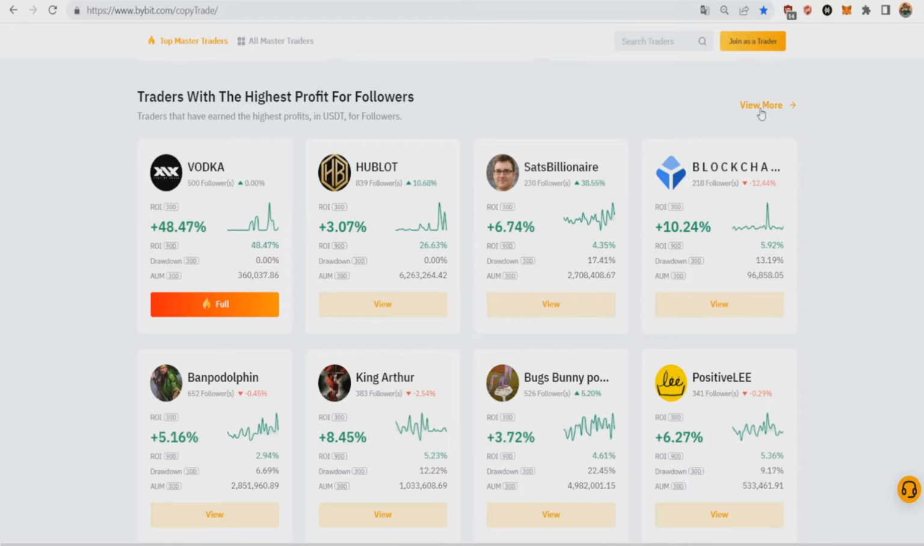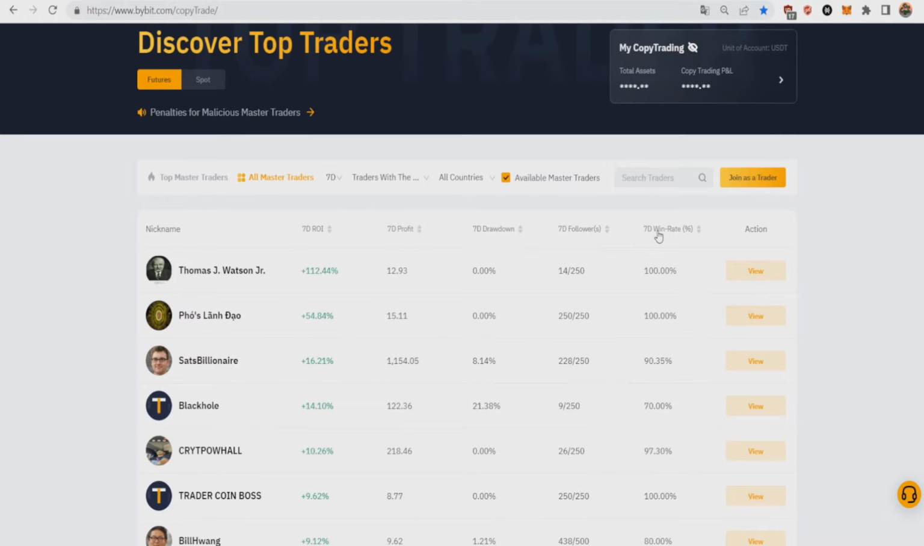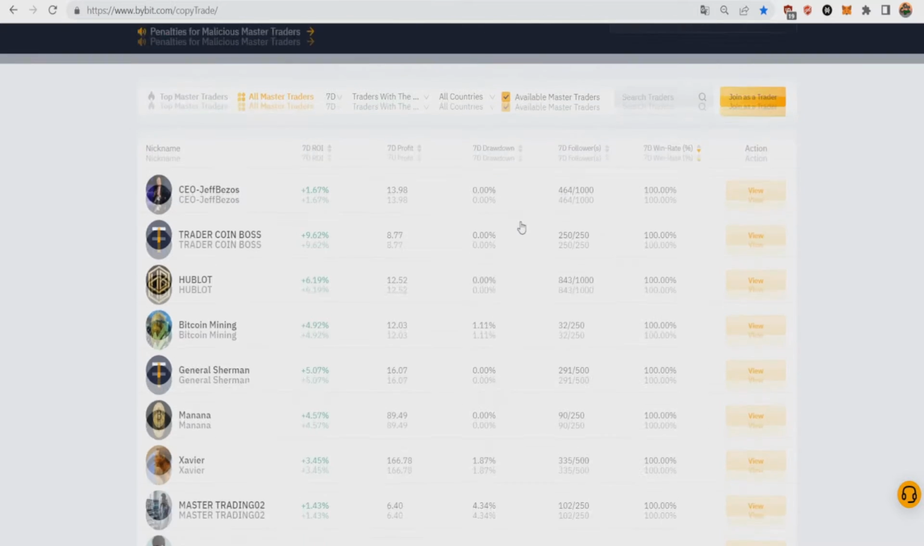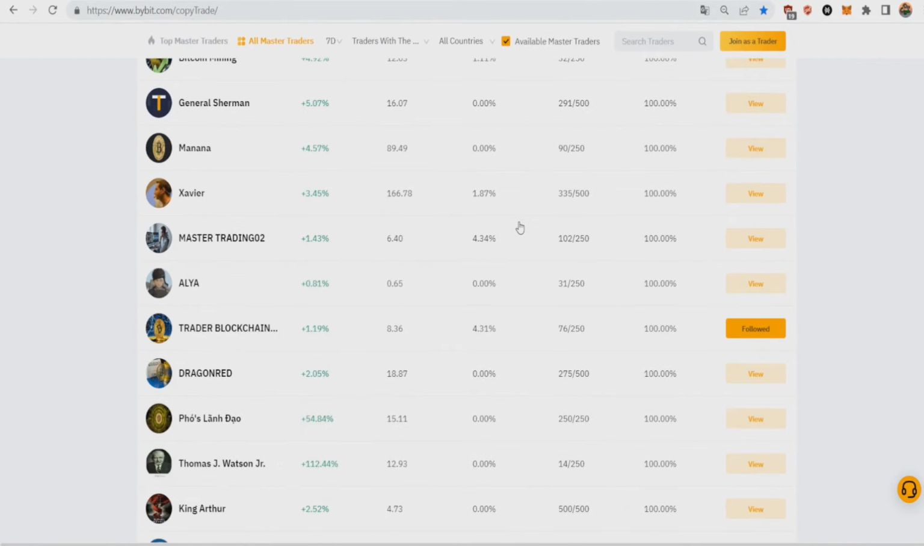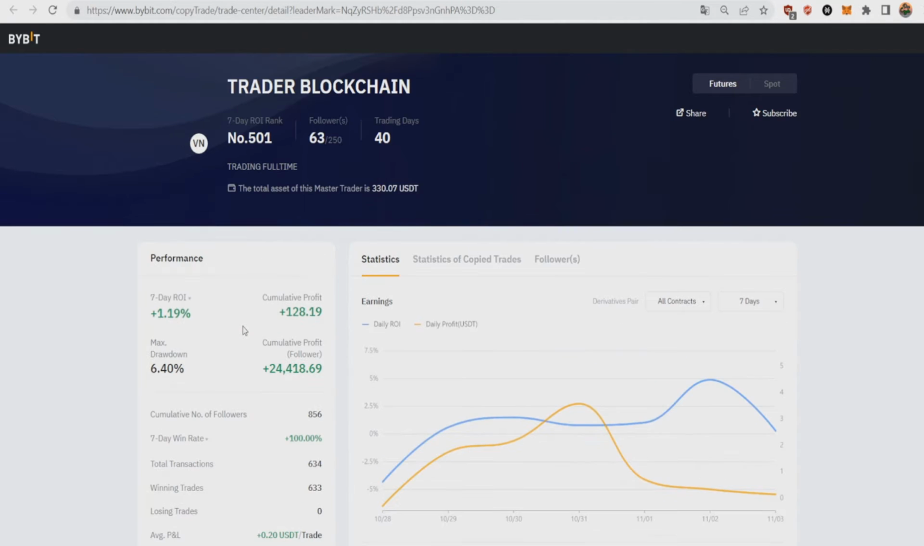And once there, you're gonna click on view more. Then at view more, you want someone with a 100% win rate, and the other statistics are important as well. For easy things, I will just click my trader, the one I'm following, so I can explain really well why I chose him. So he's not the best, guys. I'm just gonna explain to you why I chose him.